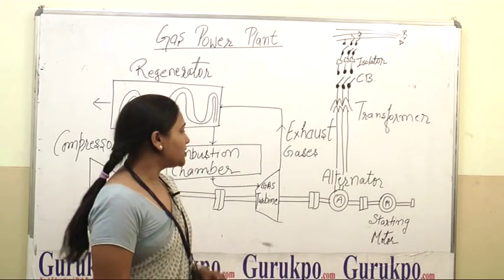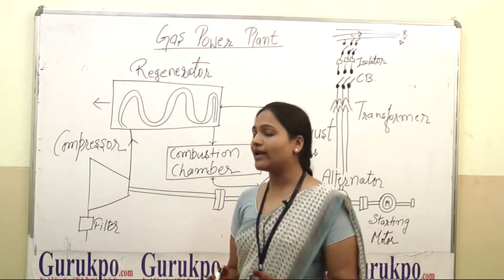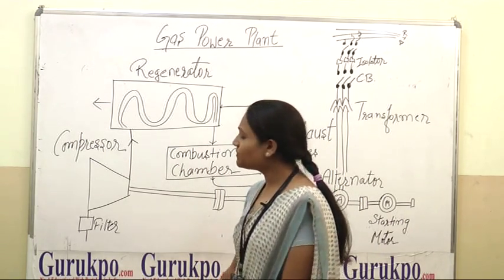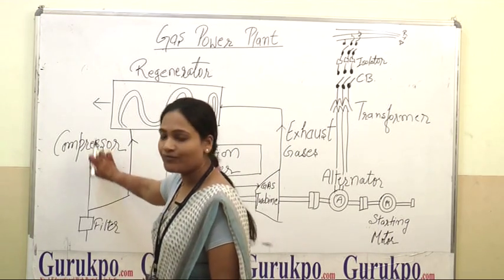In the gas power plant, this is the basic schema or single line diagram of how we can generate electricity from gas and transfer it for common man use. So the first part of a gas power plant is a compressor. Here this is a compressor.